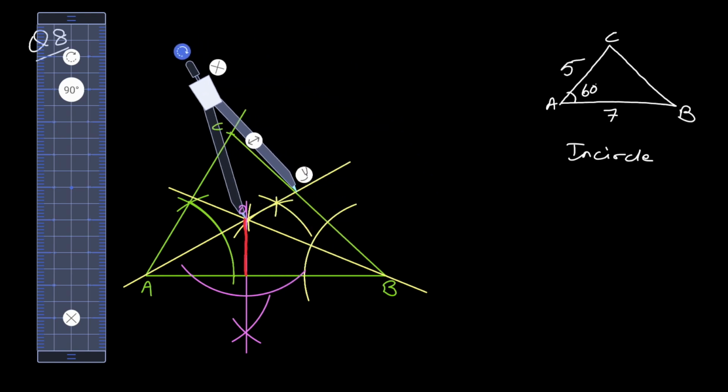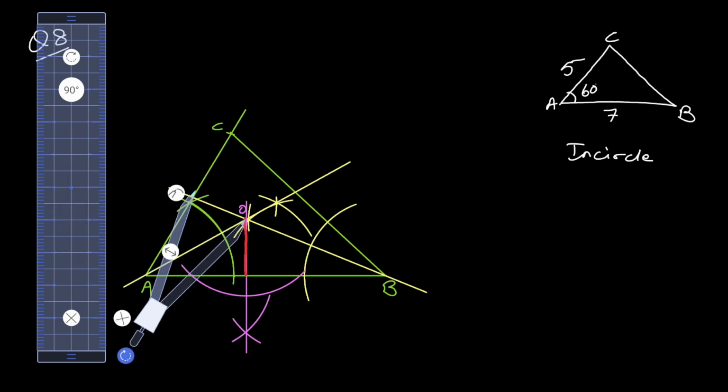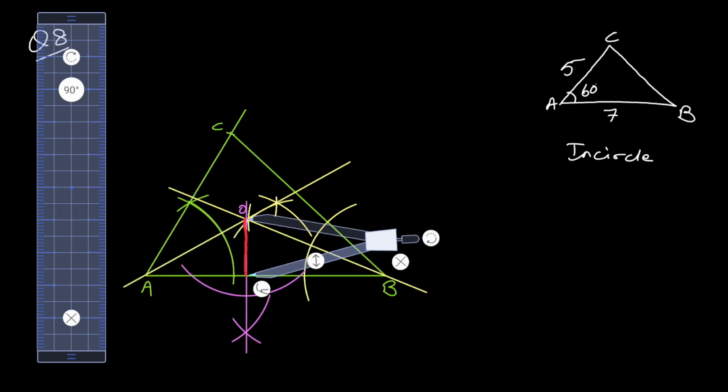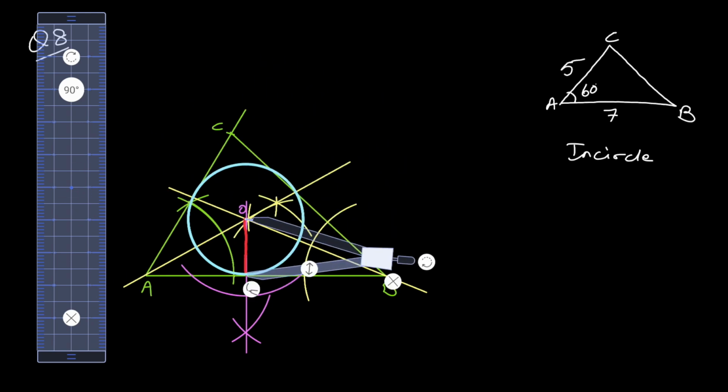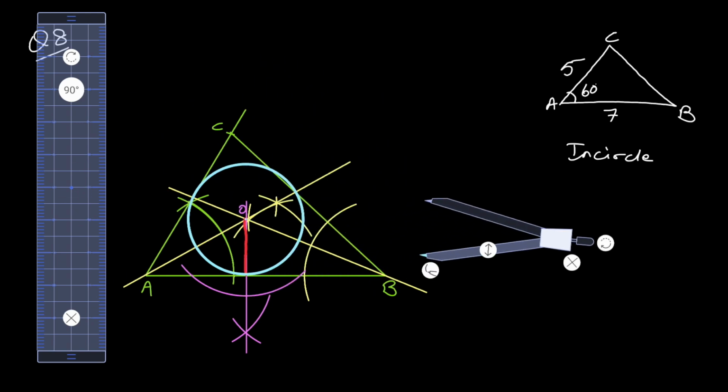Just check whether it will cross or touch the three sides. So this is your incircle. Here slightly it is going outside side BC, and that is because of some errors in these arcs.